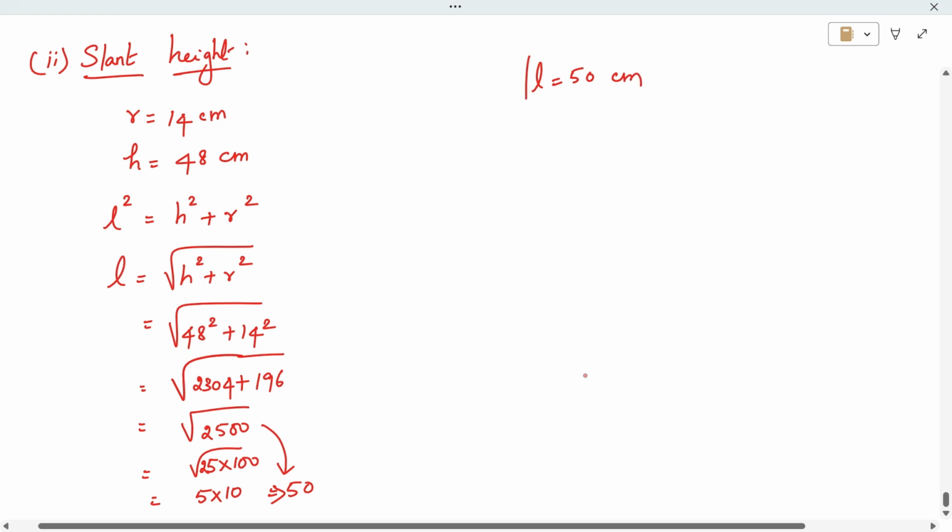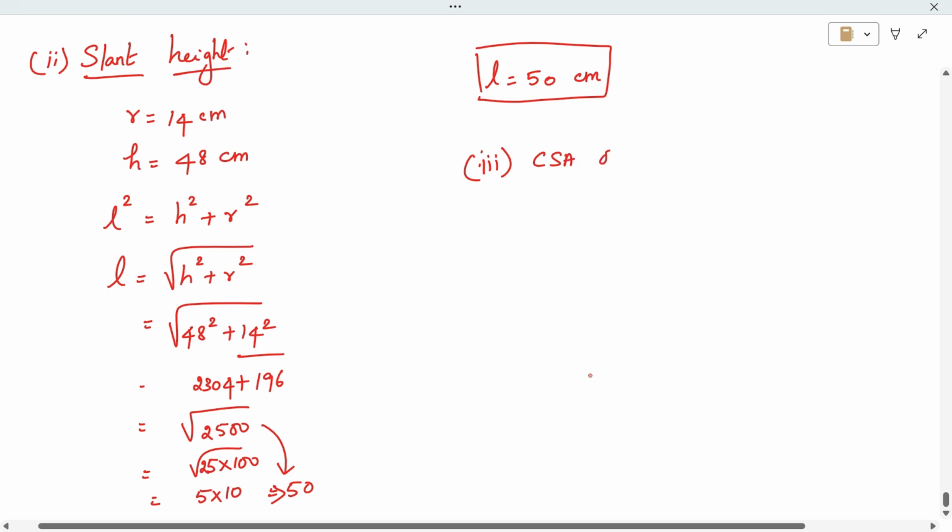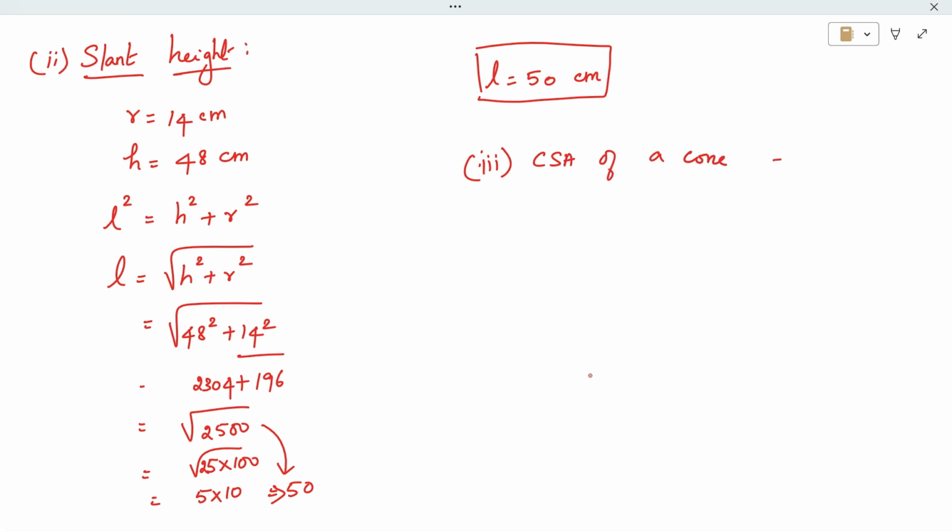So I determined the slant height. Now the third part of the question is to determine CSA of a cone. So what is the formula for CSA of a cone? That is pi times RL, isn't it? So 22 by 7, R is 14 and L we found just now as 50 centimeter. So 7 times 2 is 14. So it will be 50 times 2 is 100. So if I multiply 2 times 50, it is going to be 100. So my calculation will become simpler, isn't it? So 22 times 100 is 2200. And the unit is centimeter square.